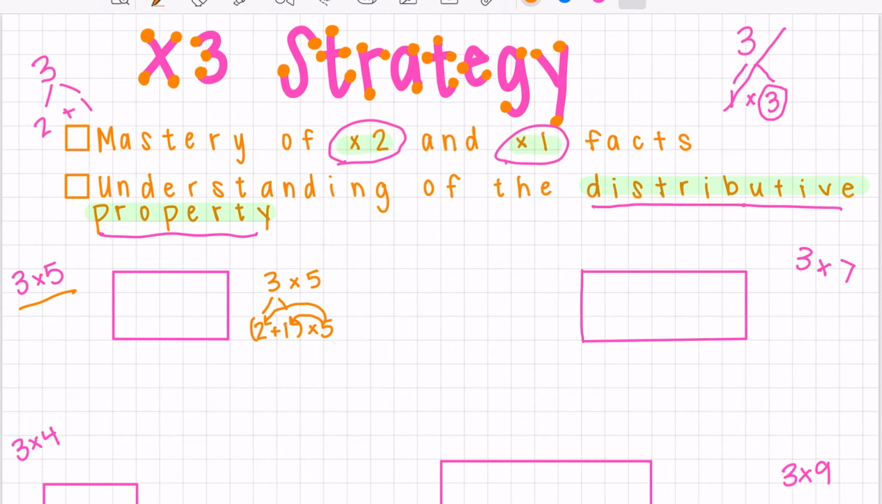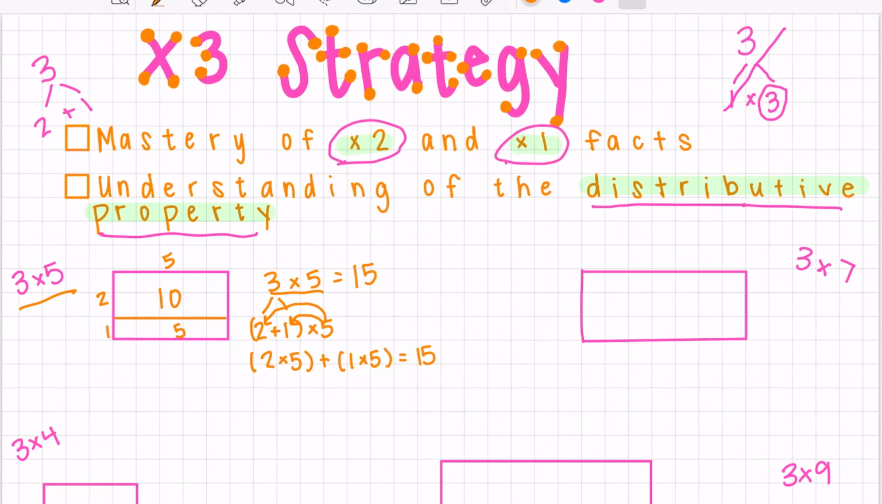Let's look at what this would look like on the area model. I have 2 rows of 5, and I know my doubles, so I know that's going to be 10, and 1 row of 5 is simply 5 because of the identity property. So I can quickly find that the product of these two numbers is 15. To review, we did 2 times 5 plus 1 times 5 to get 15, which is the same as 3 times 5.